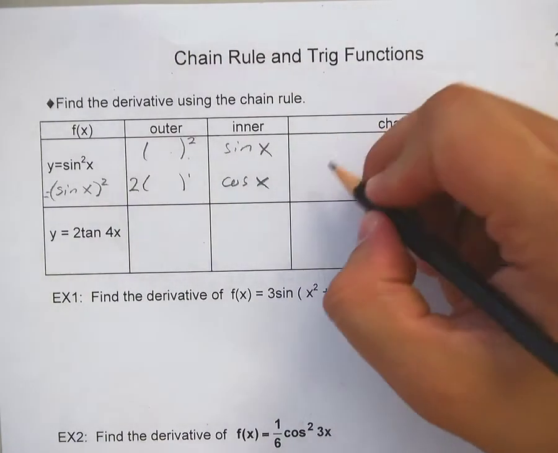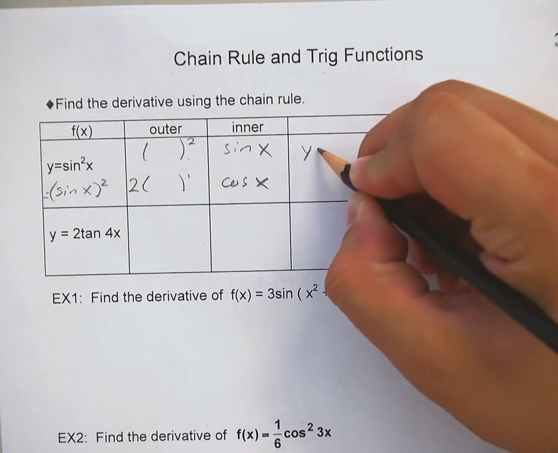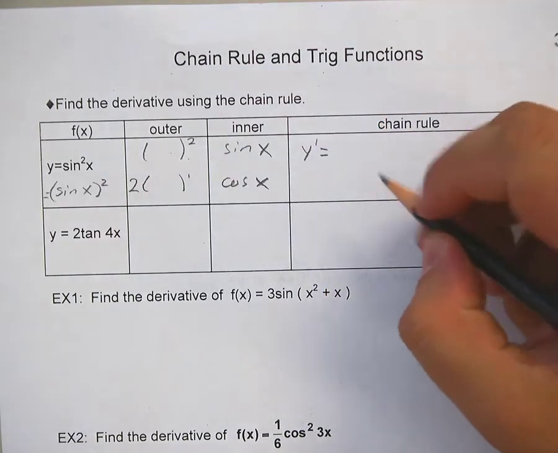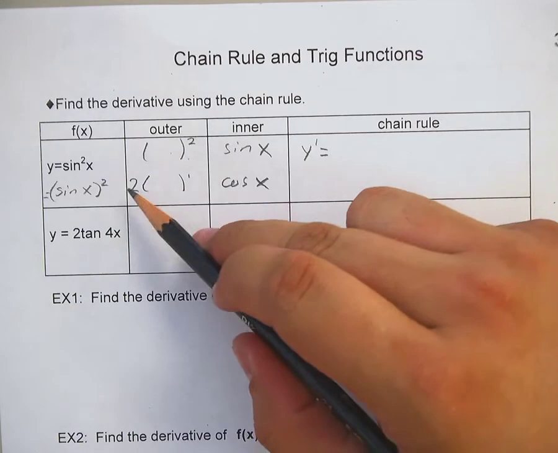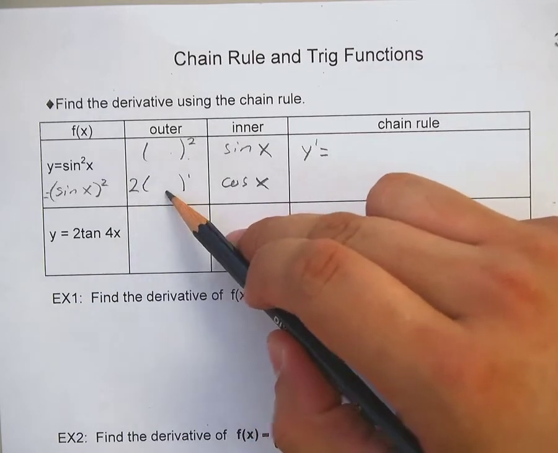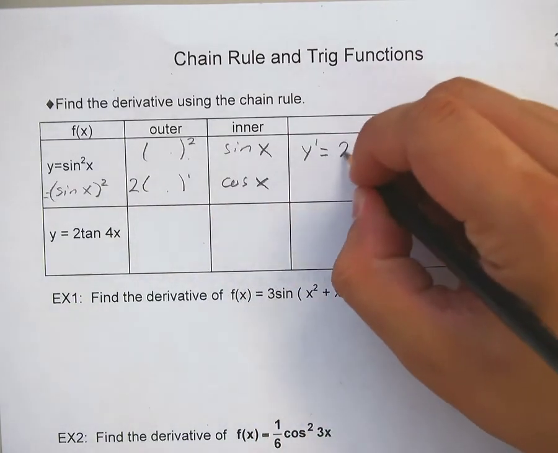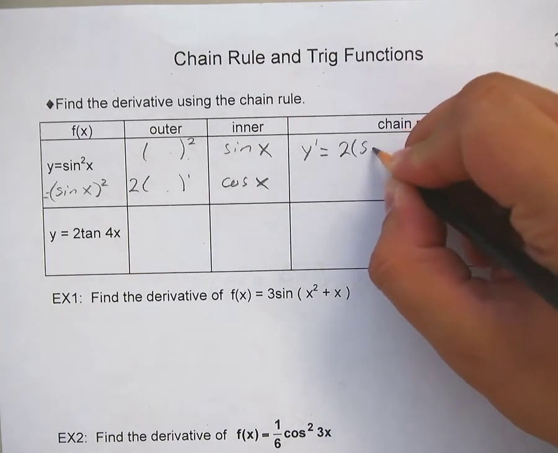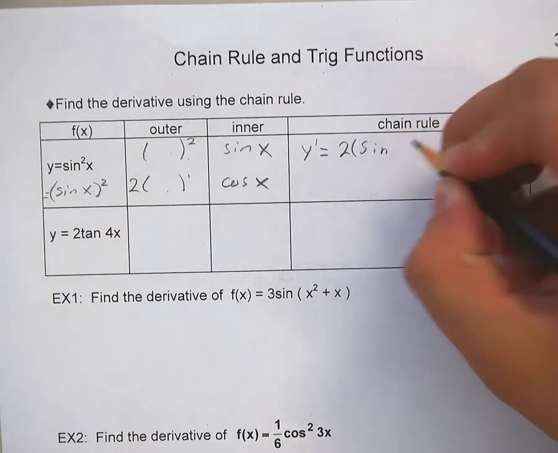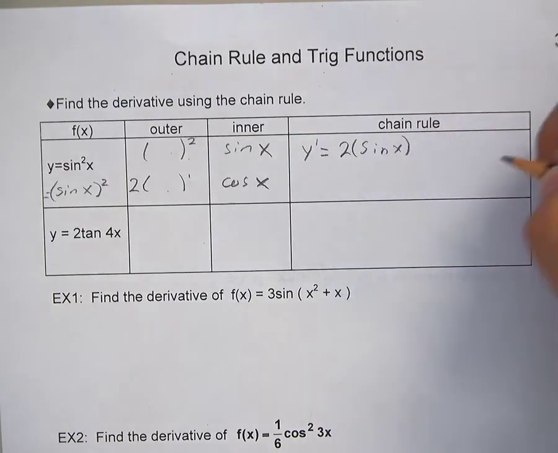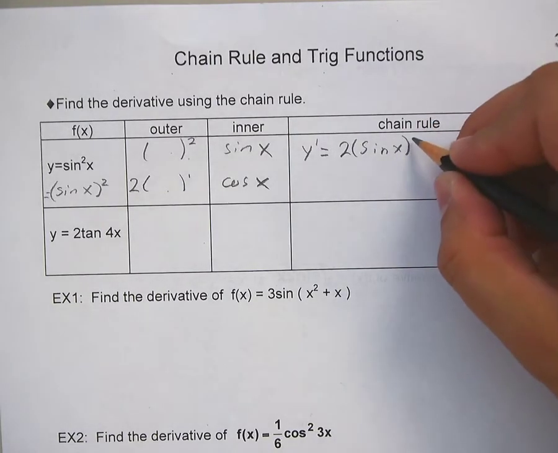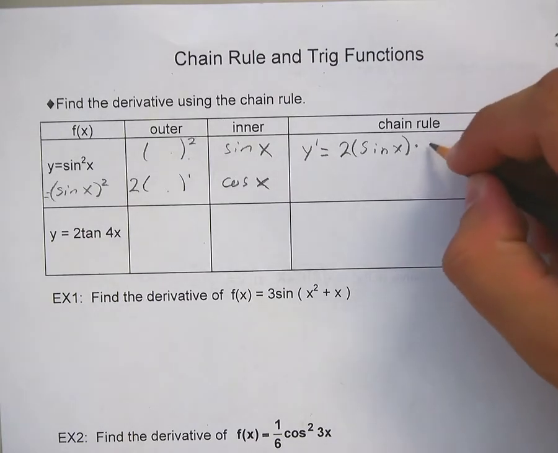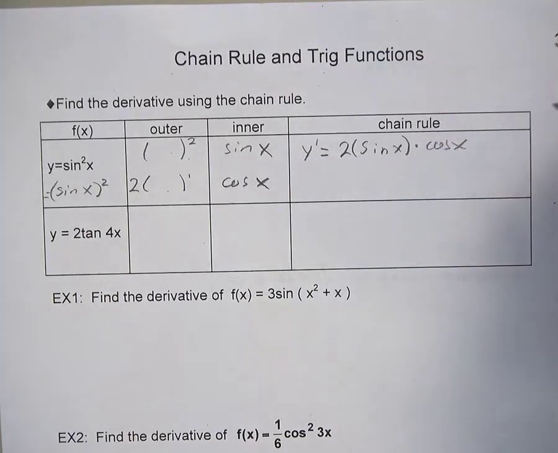So the chain rule then is going to be y prime is equal to, we've got a 2 and a parentheses, so it's 2, remember the inside doesn't change, so that's still going to be 2 sine x, and then drop your 1 down here, so it's power of 1 times cosine x.